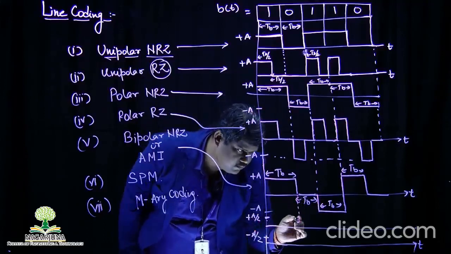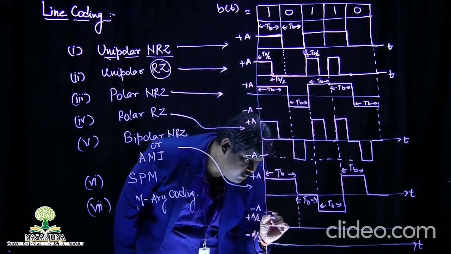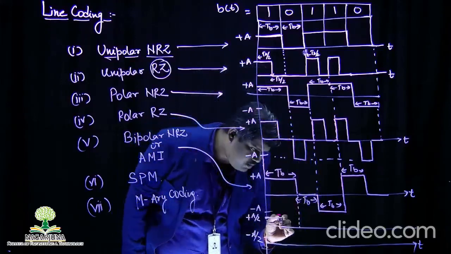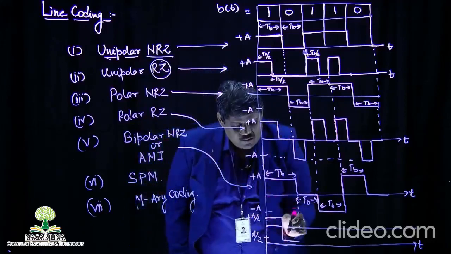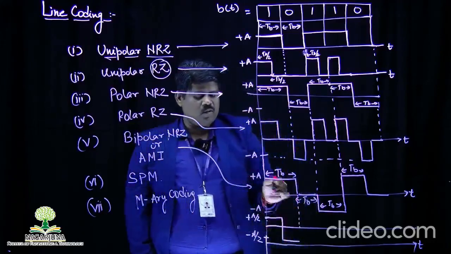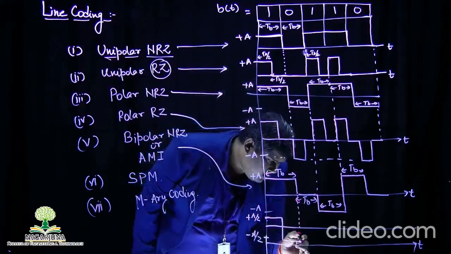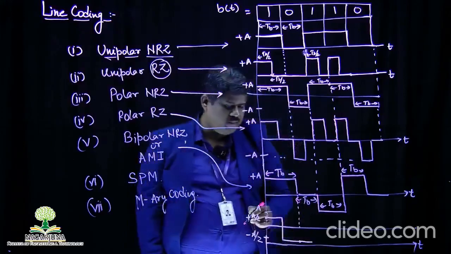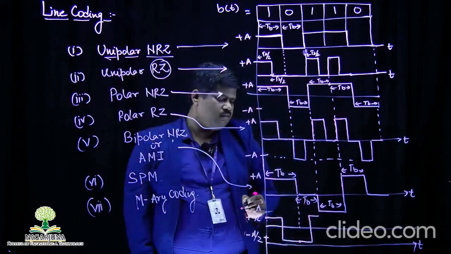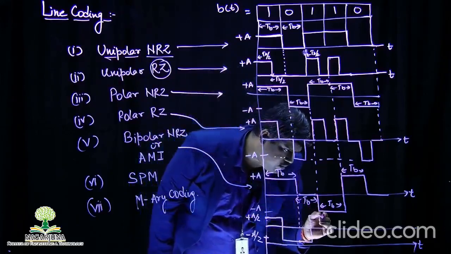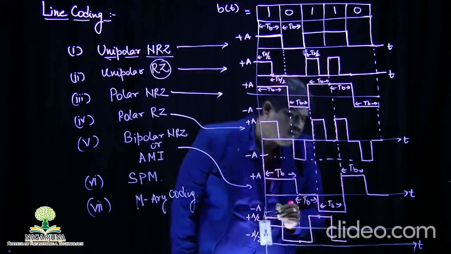So for one bit interval, what will happen? In split phase Manchester, for symbol 1, for half of the bit interval it will be plus A by 2. For the remaining half of the bit interval, it will go to minus A by 2. So the positive polarity is followed by the negative polarity for symbol 1. What about 0? For 0, for half of the bit interval it will be minus A by 2, and for the remaining half it will be plus A by 2. Again 1 will come: for half of the bit interval it will be plus A by 2, and for the remaining half minus A by 2.